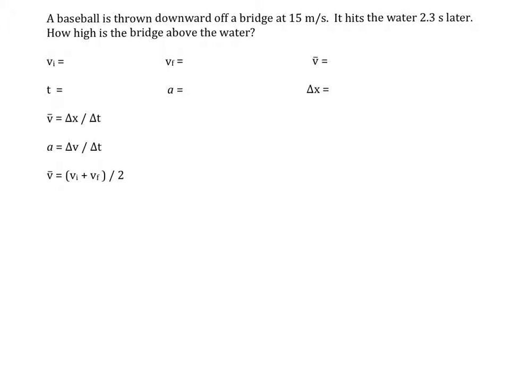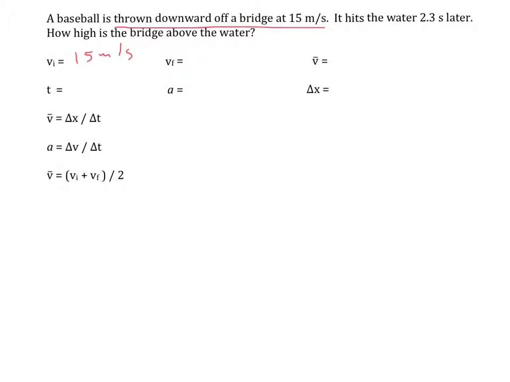Here is another free fall problem. This one is slightly different than the one where the rock is being dropped, because in this situation the baseball is being thrown off the bridge. So the initial velocity will not be 0. In this case it'll be 15 meters per second.